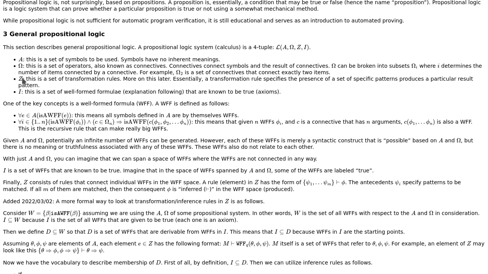Zeta is a set of transformation rules. We'll talk about this later, because we can't really talk about transformation rules until we know what exactly a well-formed formula is. So we'll defer the discussion of zeta, and because we have not yet talked about what a well-formed formula is, iota really cannot be talked about in detail. But basically, iota is the seed of the entire thing. Everything that is known to be true is in iota.